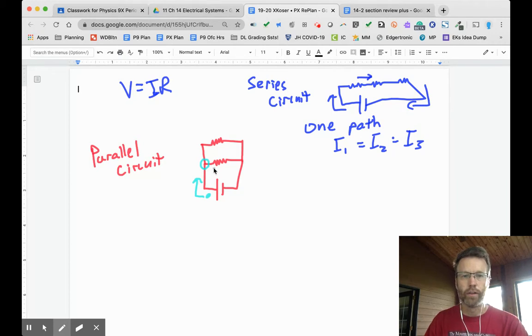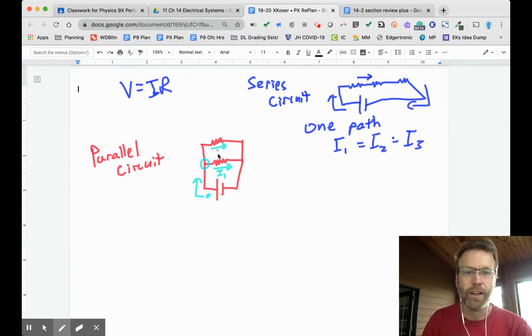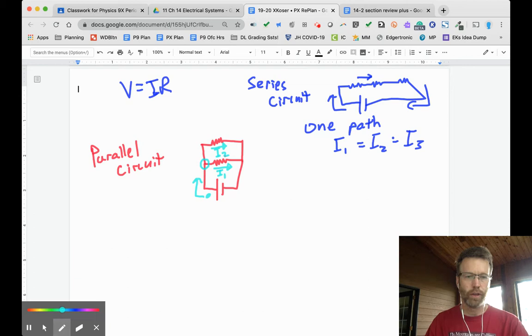In fact, I'm going to go right here and label this I1, and I'm going to go up here and label this I2. Remember, I is the letter that we use for current, and we have two different branches here. So again, I'm going to name them separately just to keep things organized. This is resistor 1, and this is resistor 2, just to keep track of what's what.